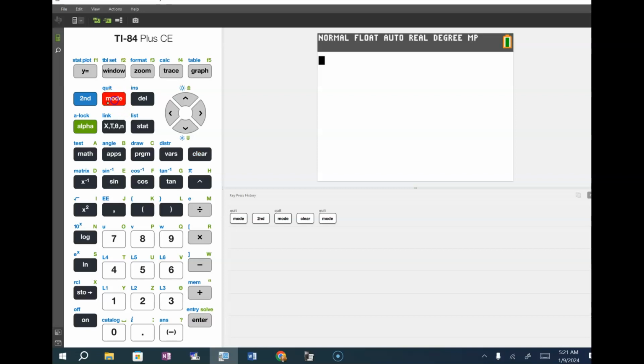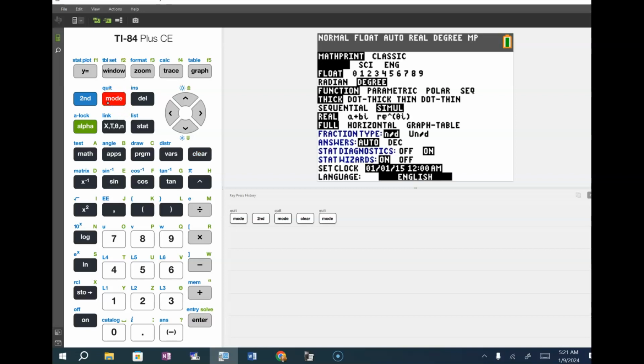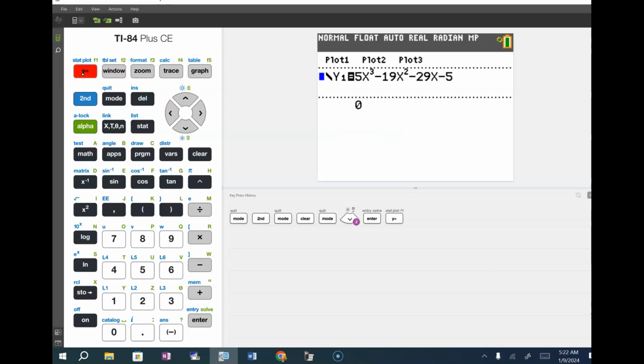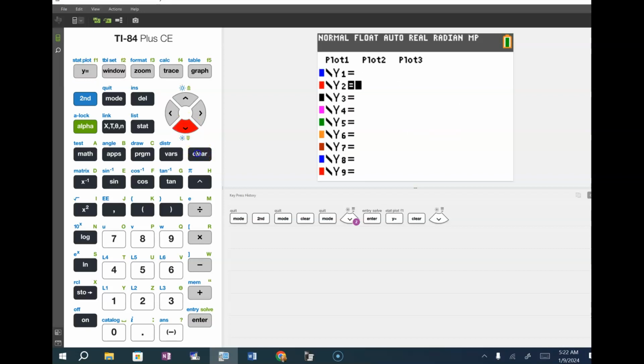So you want to press mode, and down towards the bottom, or actually third line, you see radians. Highlight radian so it's flashing and press enter. Okay. Then I'm going to press the y equal, and I'm going to clear out any equations I might have. And then in y1, I'm going to say negative 70.